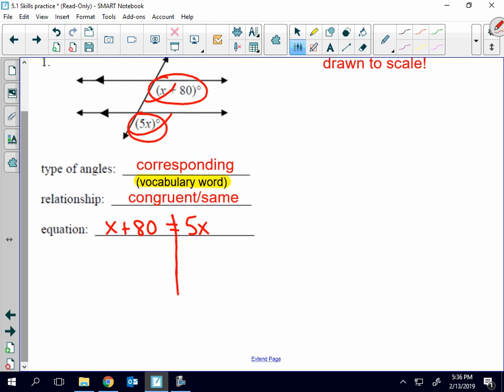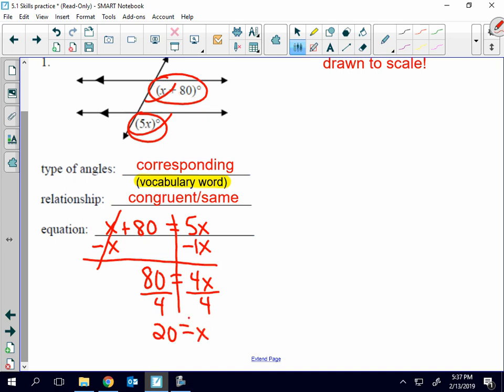So a review on solving equations. When you have x's on both sides, we want to get all the x's together. So I'm going to undo this x here, move it to the other side. These x's canceled each other out. I'm left with 80 equals 5x minus 1x is 4x. And to solve for x, I'm trying to get x by itself, so I need to undo this multiplication using division. Get rid of the 4, do it to both sides. 80 divided by 4 is 20. So 20 equals x.